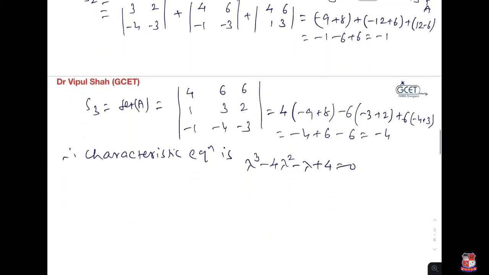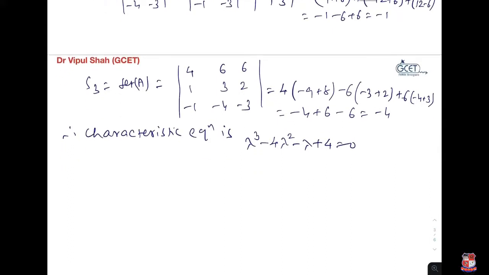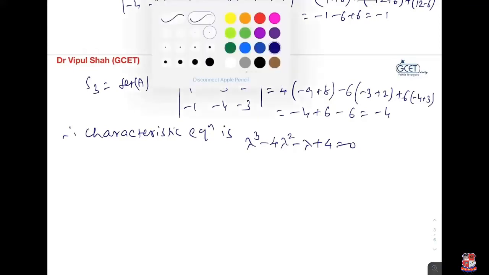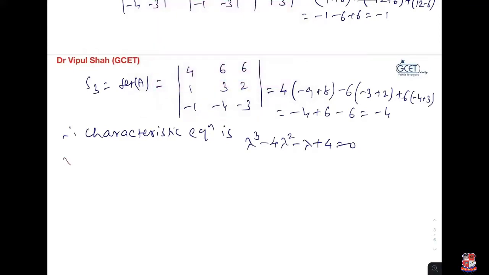Now we need to find the values of lambda. That means we need to solve this equation. So first let us solve by trial and error. So if I take say lambda equal to 1, does this equation satisfy? On the left side you put the value of lambda to be 1 here. So this is 1, then minus 4, minus 1, plus 4, and so equal to 0. That means lambda equal to 1 is a root.